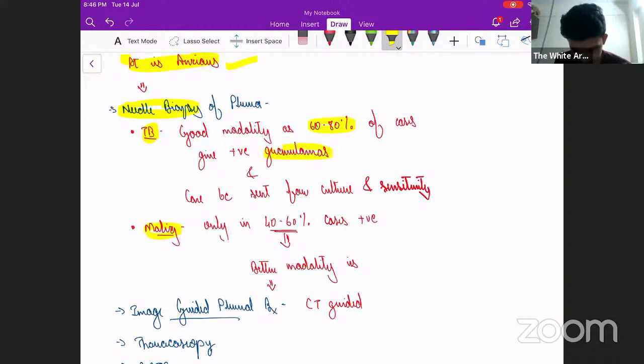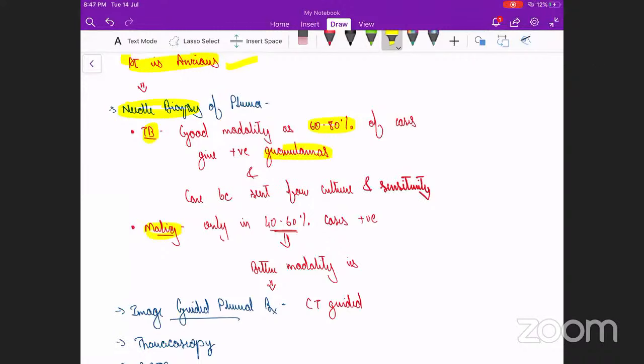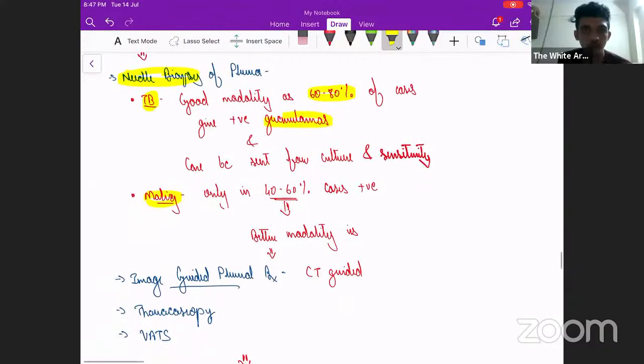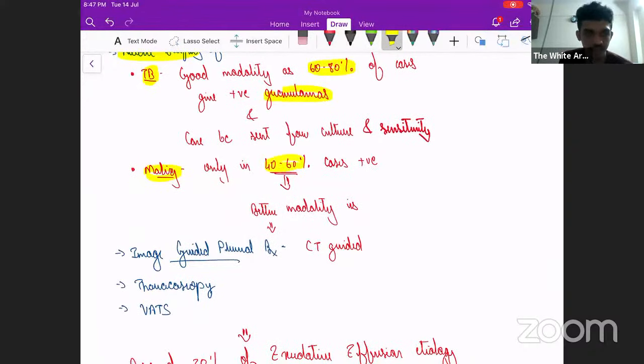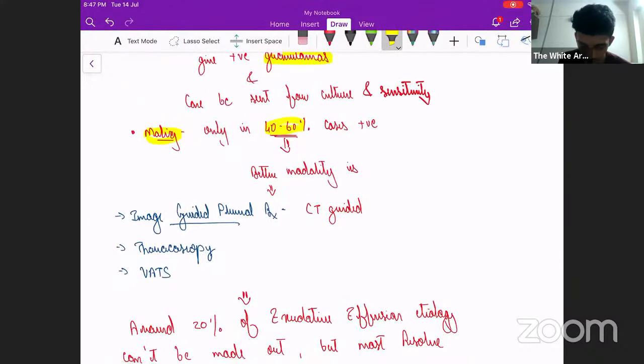And one more thing is, it can be sent for culture and sensitivity also, so drug sensitivity we get to know. So for TB, needle biopsy is good. But for malignancy, again, we don't know where to go and get the biopsy, correct? So only 40 to 60% of the cases become positive. So a better modality in case of malignancy is image guided pleural biopsy, either CT guided or video assisted thoracoscopy.